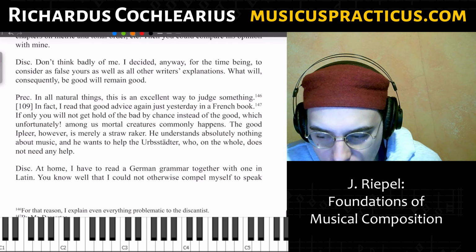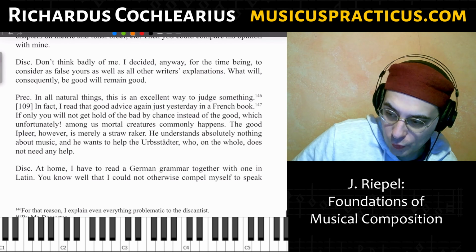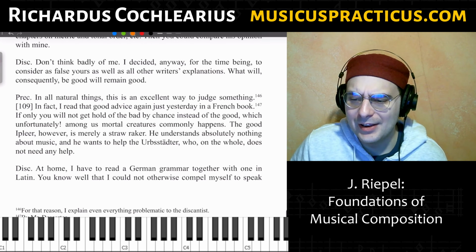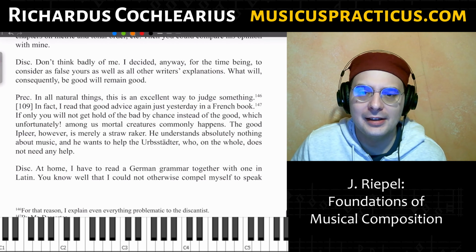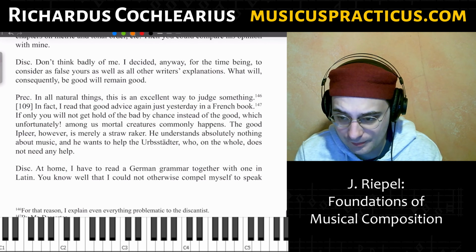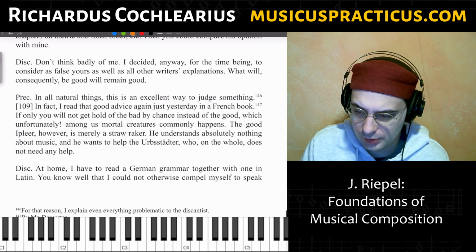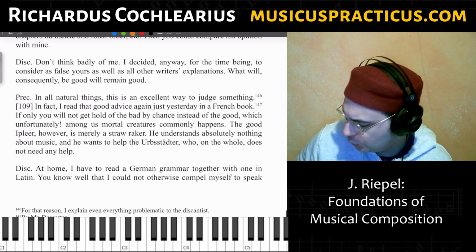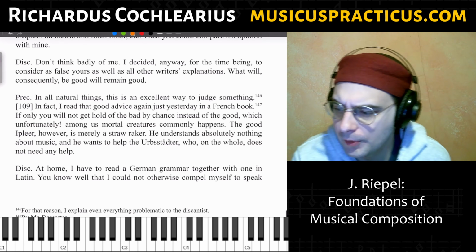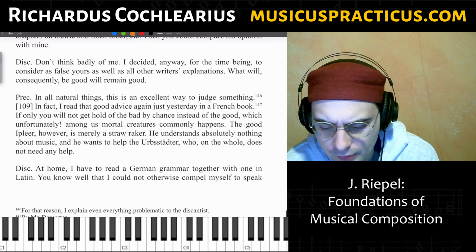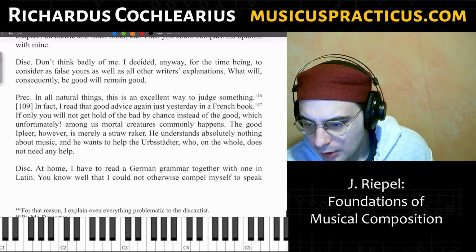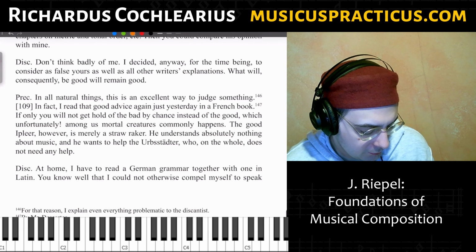If only you will not get hold of the bad by chance instead of the good, which unfortunately among us mortal creatures commonly happens. The good Hippler, so I need to understand what's written here, because I don't know what to get hold of means.